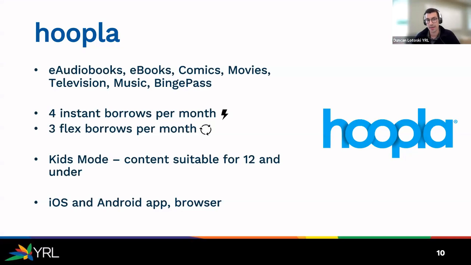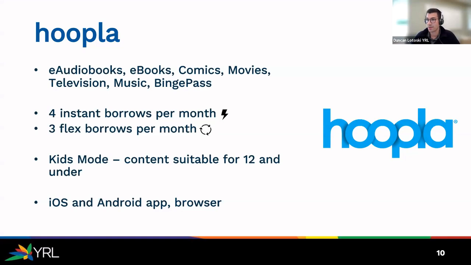Patrons would receive credits for their borrows. So they get 4 instant borrows per month, and all of those items are noted with the lightning bolt icon. And you get 3 flex borrows per month, which is the little arrow symbol there. These are refreshed at the start of each month.